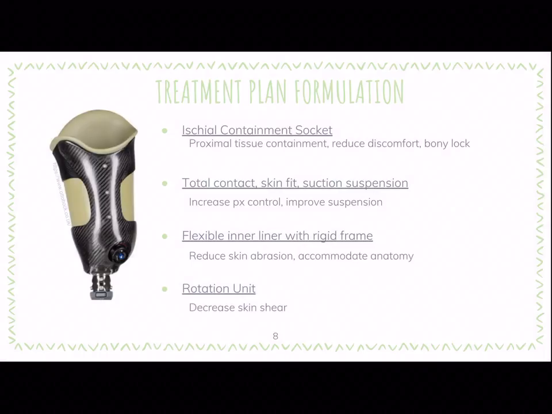The socket design that my clinician decided to go with was an ischial containment socket. This is due to the fact that ischial containment will get all that redundant residual limb soft tissue into the socket and contain it that way, as well as decrease discomfort and increase the ML stability due to the bony lock that it has with the ischium and the bones in her leg and her pelvis.